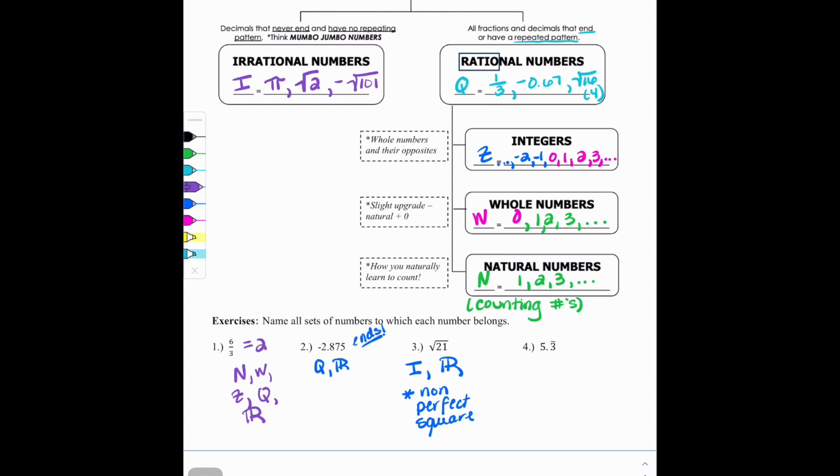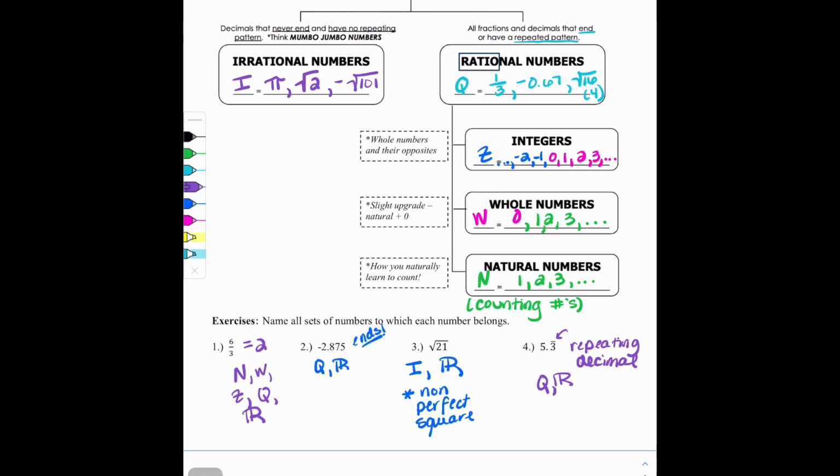Okay, in number 4, we have 5.3 with this little bar over it. So remember what that little bar means. The bar means that we have a repeating decimal. So that qualifies as a rational number. Remember, rational numbers are the ones that end or repeat. So this one would be rational, so we'll use Q for the abbreviation, and then real numbers as well. So there's just a little example of questions you could be asked. You will have to take a number and be able to tell me what number system subsets these belong to.